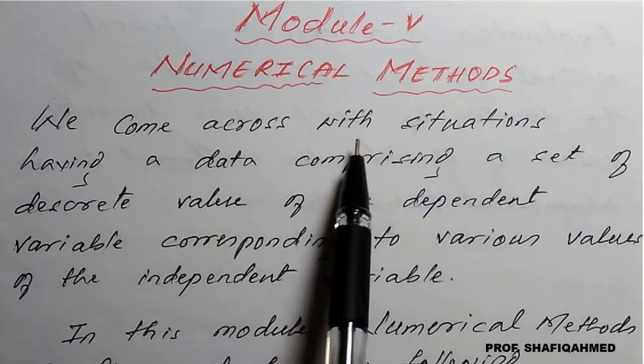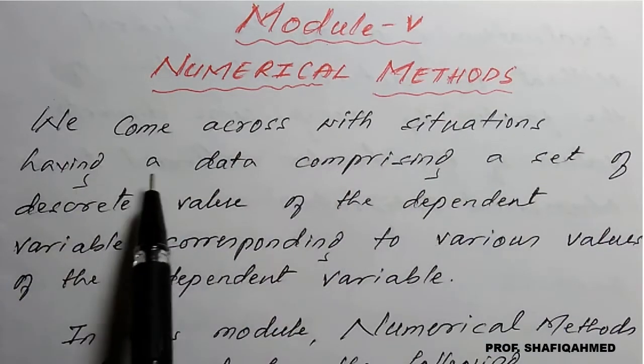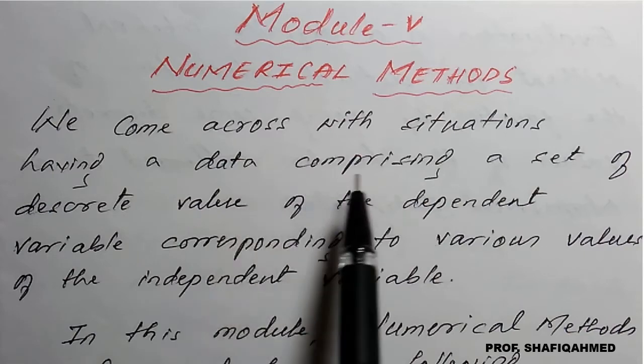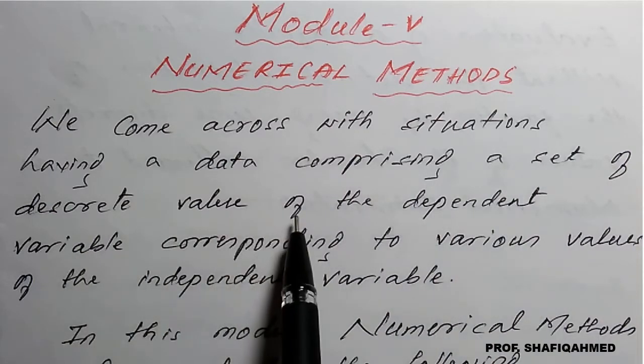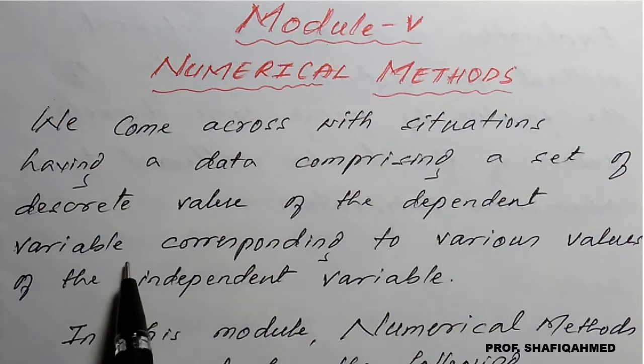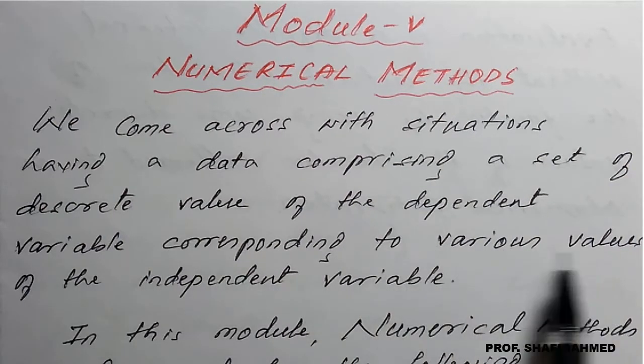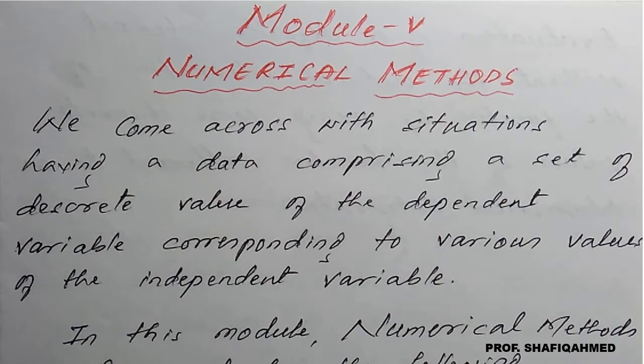We come across situations having data comprising a set of discrete values of the dependent variable corresponding to various values of the independent variable. For example, y is equal to f of x is an equation where x is independent and y is dependent.